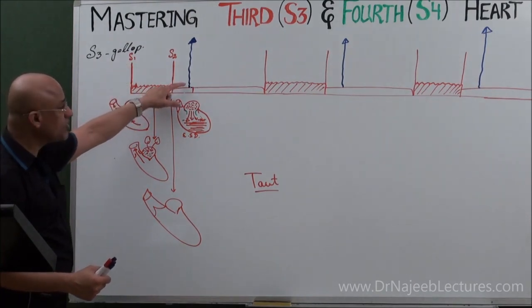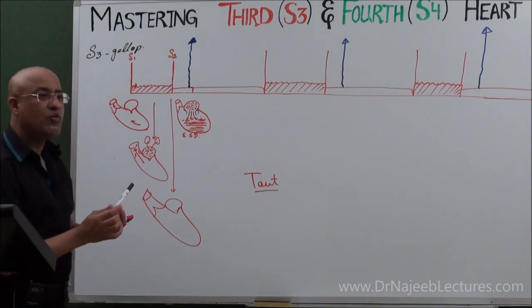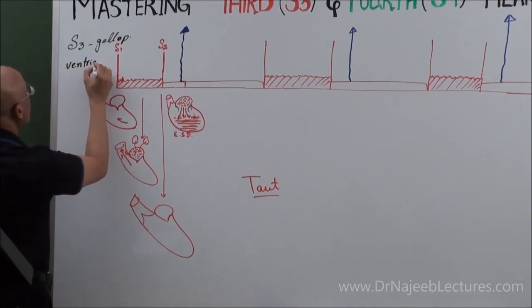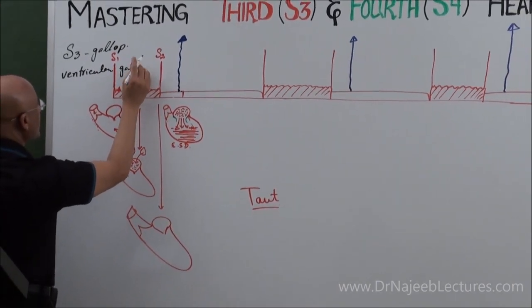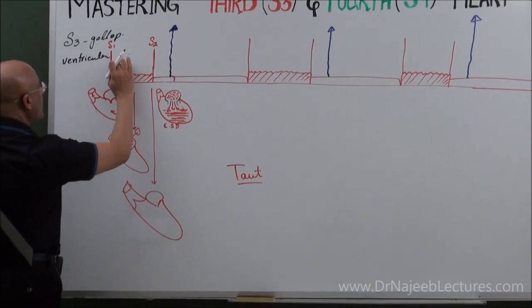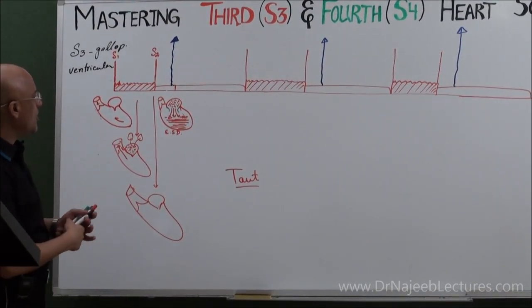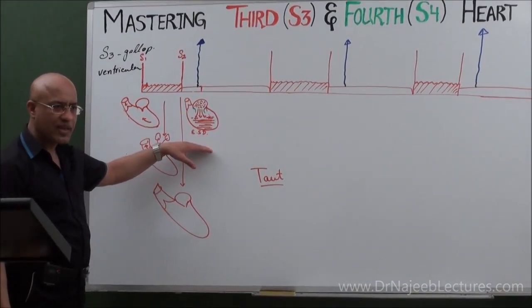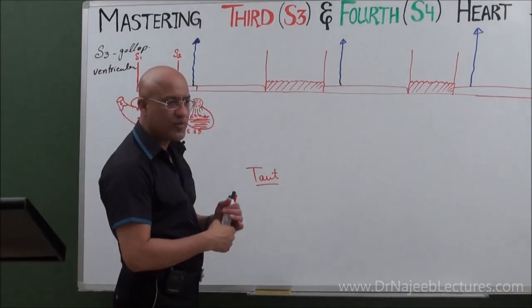And because this is due to rapid ventricular filling, it is also called ventricular gallop. What is it called? Ventricular gallop. Right? Is that right? Now, I will tell you the mechanism of the fourth heart sound. This was the mechanism of the third heart sound. Let's compare it with the mechanism of the fourth heart sound.